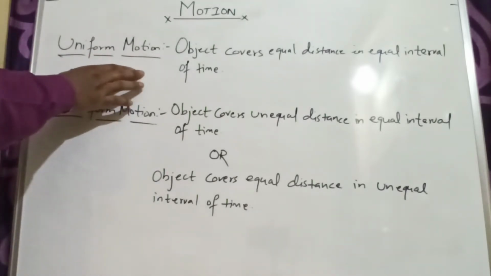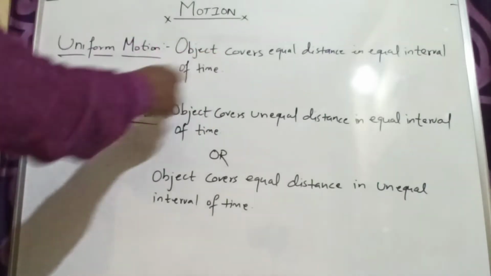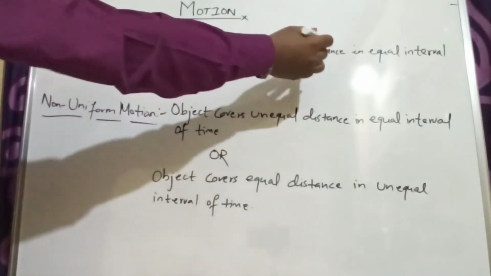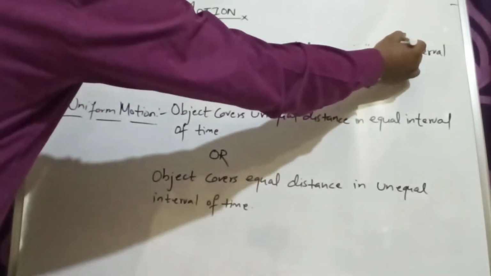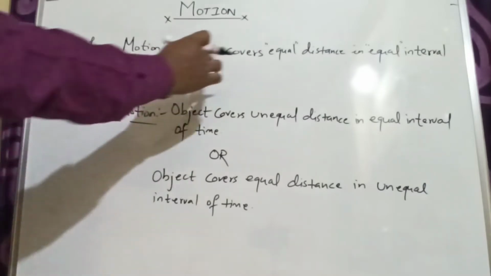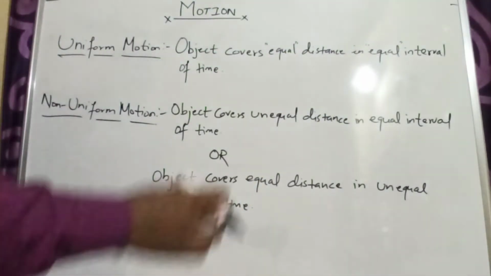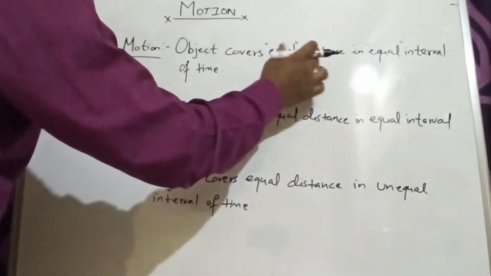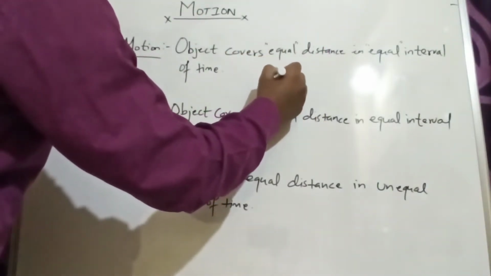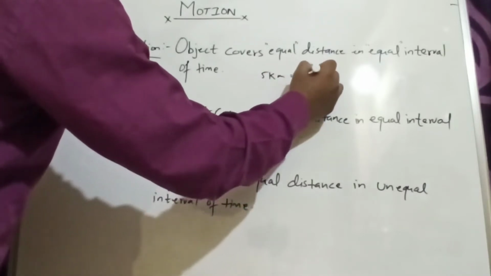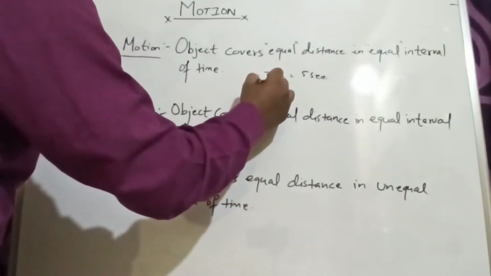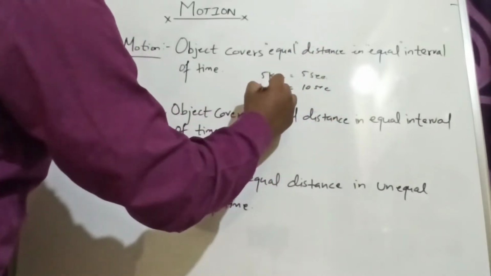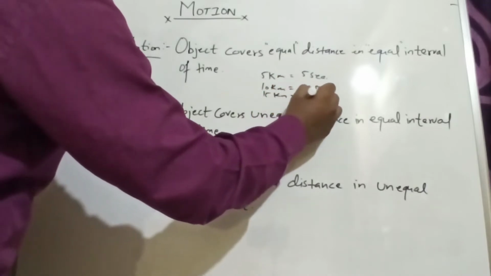See, what do you mean by uniform motion? Whenever an object covers equal distance, this is very important, equal distance in equal interval of time. If an object covers equal distance in equal interval of time, then that kind of motion is a uniform motion. For example, if an object is traveling 5 km in 5 seconds, then again 10 km in 10 seconds, then again 15 km in 15 seconds.